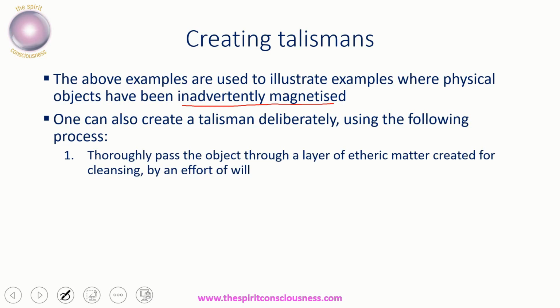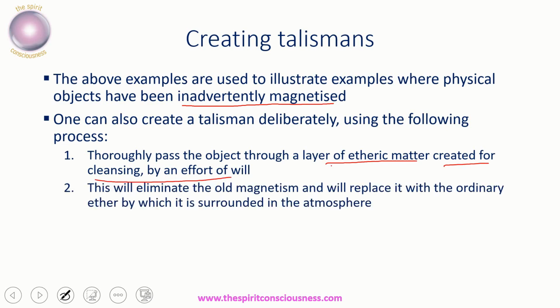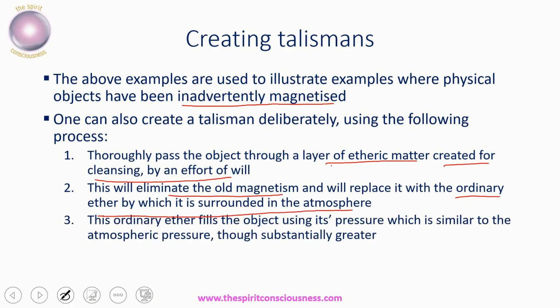Thoroughly pass the object through a layer of etheric matter created for cleansing by an effort of will. This will eliminate the old magnetism and will replace it with the ordinary ether by which it is surrounded in the atmosphere. This ordinary ether fills the object using its pressure, which is similar to the atmospheric pressure, though it is substantially greater than the atmospheric pressure.